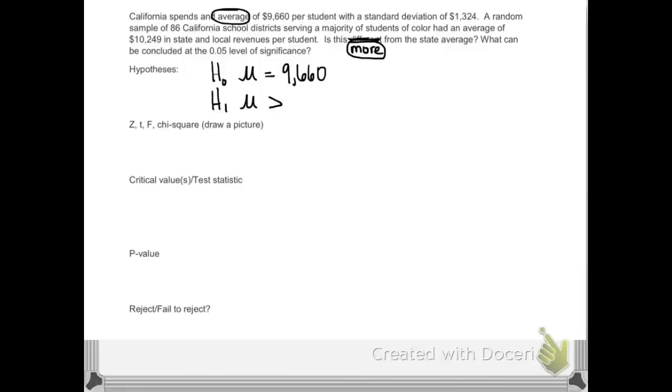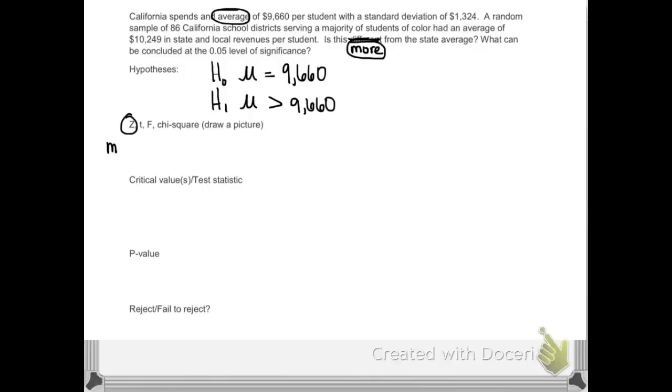So the question might be, if you're watching this right now, is yes, it is more. It's 10,249. It is more than 9,660. But it's possible that we just took a sample that was low, right? Of course it's possible. Sometimes you get a sample that has a low average, and sometimes you get a sample that has a high average. So the question is how probable was it to get a sample of 86 with 10,249 if it wasn't more? So let's go ahead and do the math for that.